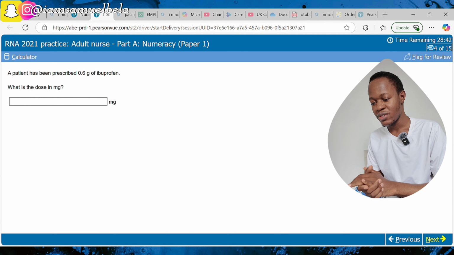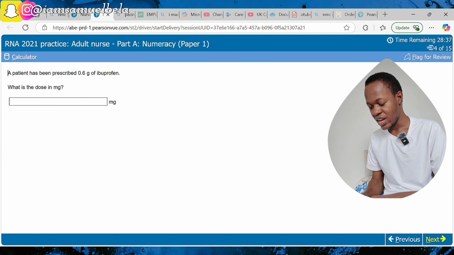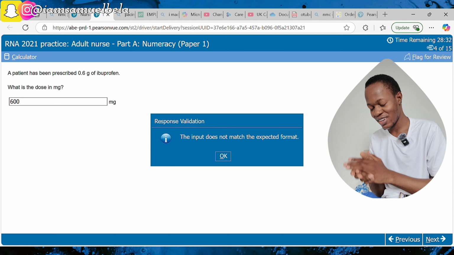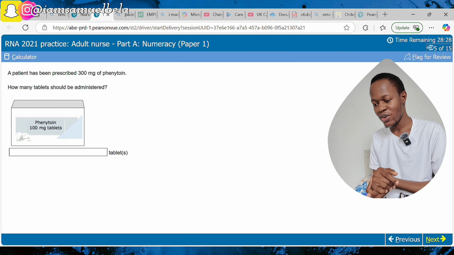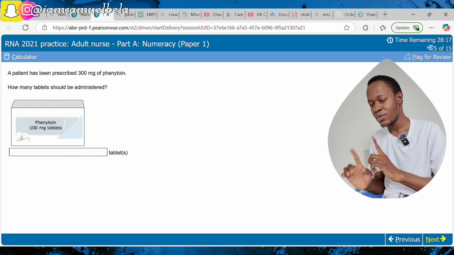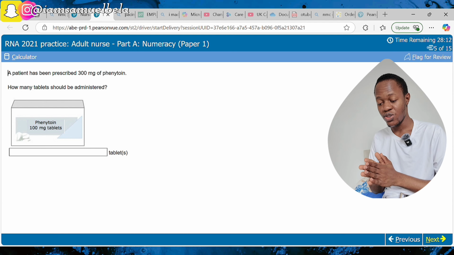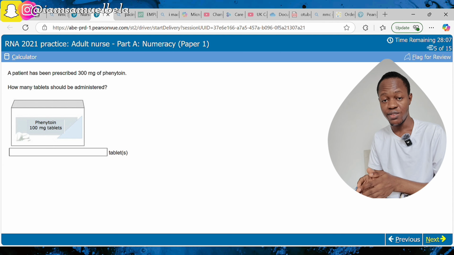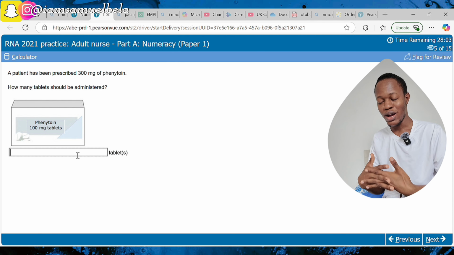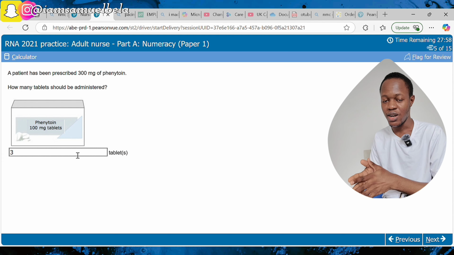A patient has been prescribed 0.6 gram of ibuprofen. What is the dose in milligram? That is 600. A patient has been prescribed 300 milligram of phenytoin. How many tablets should be administered? You can see on the packet that it says 100 milligram tablets. That means one tablet is 100 milligram and your patient has been prescribed 300 milligrams. So 300 divided by 100 gives you 3. If you do not understand how I was getting some of the answers, please leave your questions in the comment section and I will answer them.